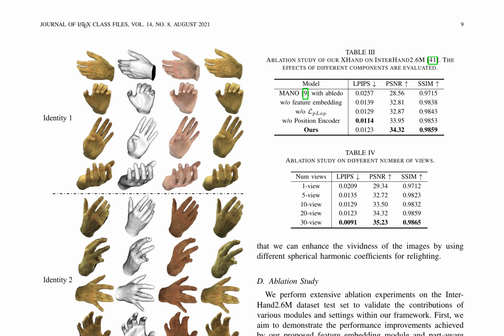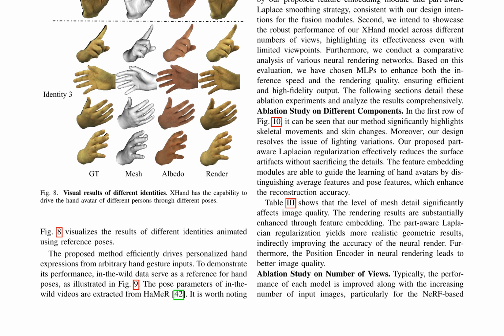The proposed XHand method efficiently drives personalized hand expressions from arbitrary hand gesture inputs, as demonstrated in Fig. 8. The method's performance is evaluated using in-the-wild data as a reference for hand poses, with pose parameters extracted from Hamer. An ablation study in Table 3 assesses the effects of different components, including feature embedding, part-aware Laplace smoothing, and position encoding, on the model's performance. The results show that the feature embedding module and part-aware Laplace regularization significantly improve the rendering quality, while the position encoder in neural rendering leads to better image quality.